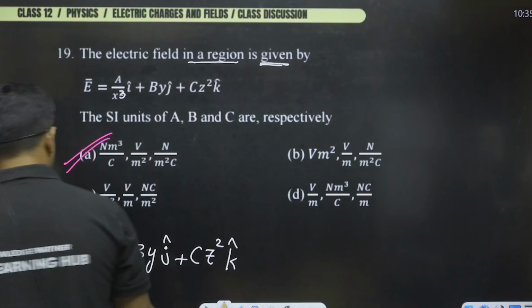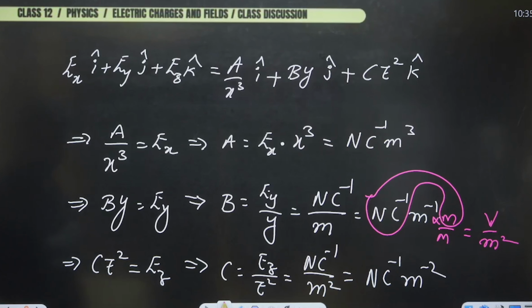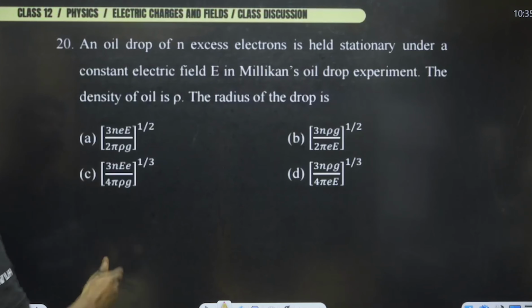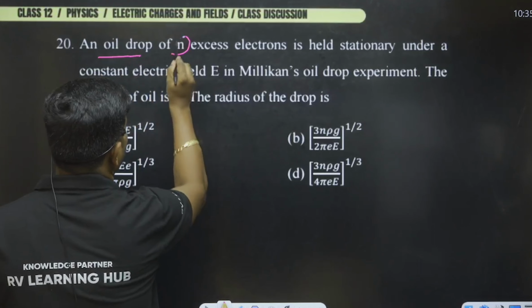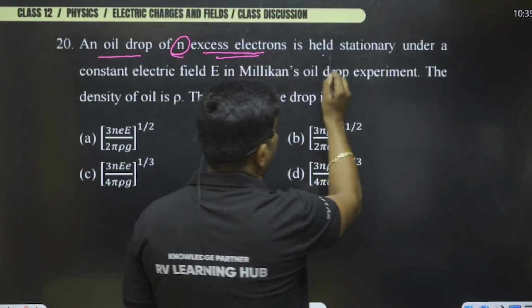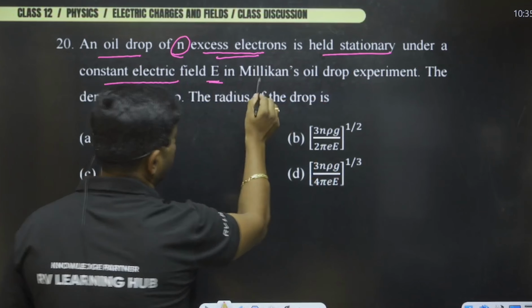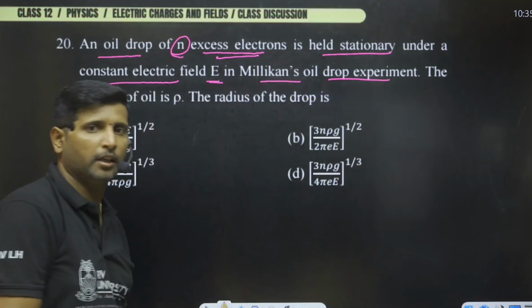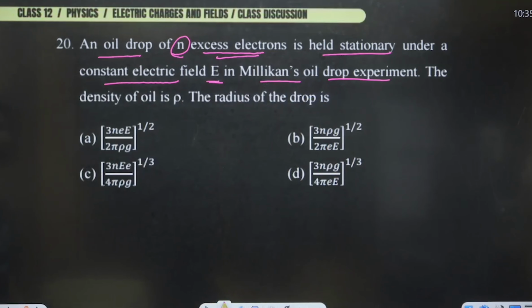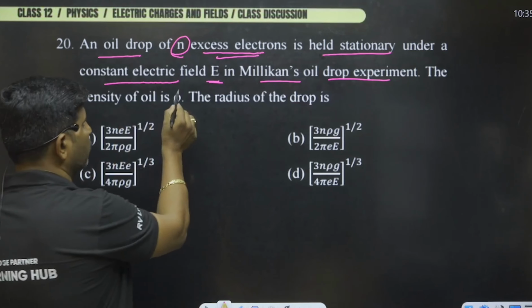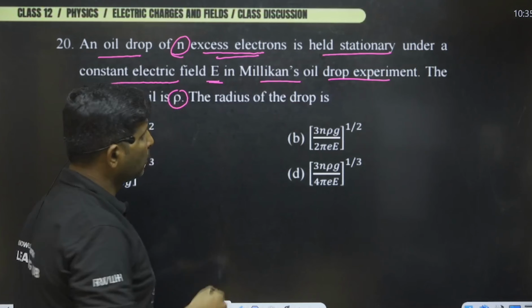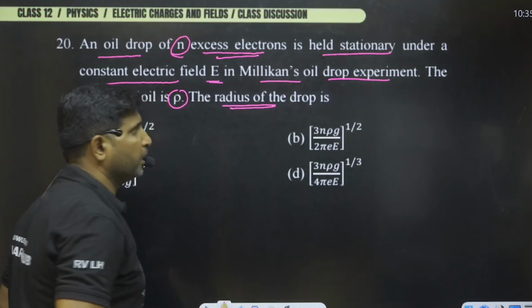Now let's go to the next question. What have they given to you? An oil drop of n excess electrons is held stationary under a constant electric field E in Millikan's oil drop experiment. The density of the oil is rho. Then they're asking, what is the radius of the drop?